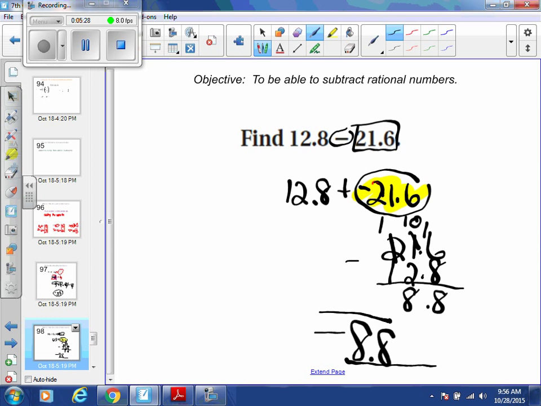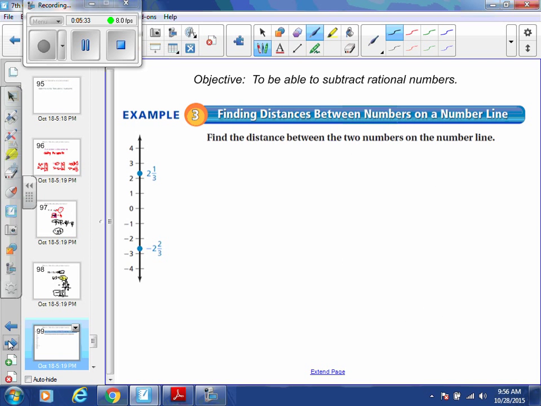Okay, is that close to my estimation of 9 negatives? Yes, it is. So I think that's probably the correct answer. All right, find the distance between the two numbers on the number line.